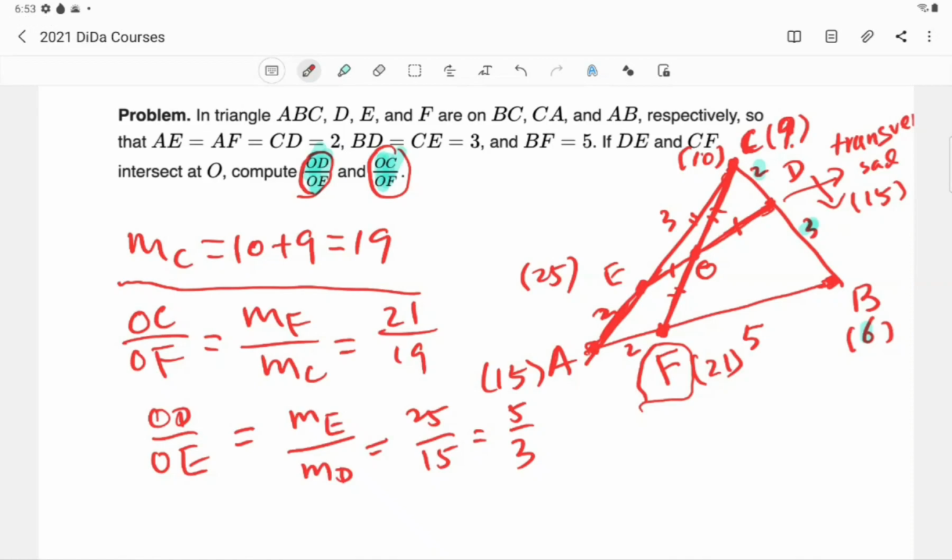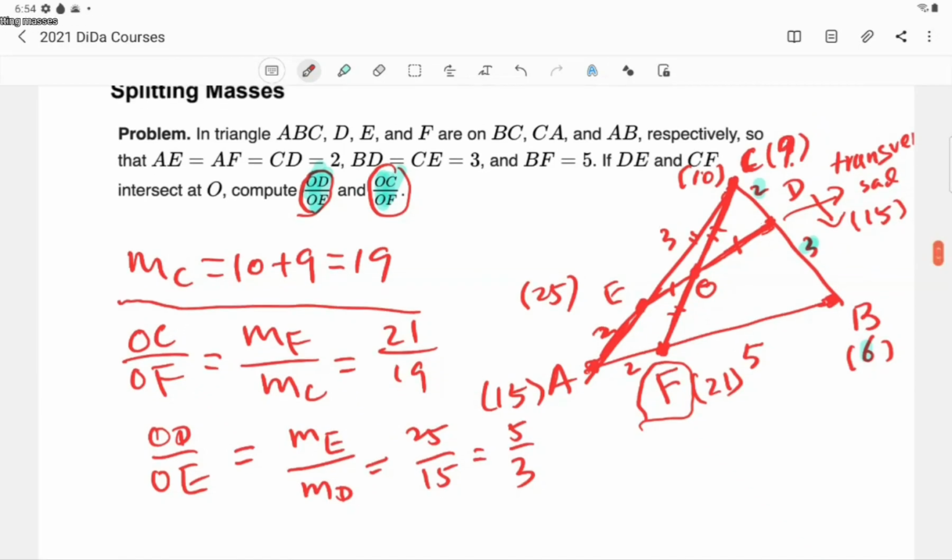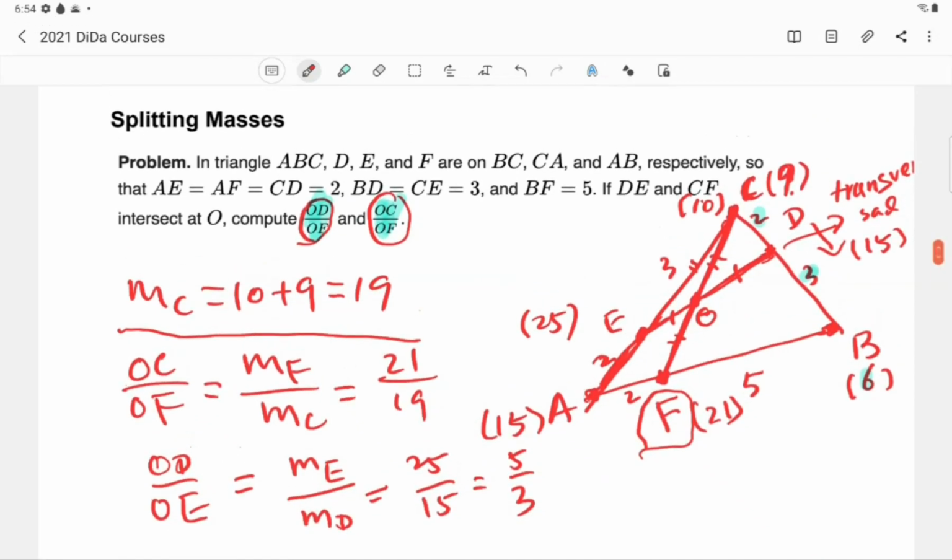Now, I hope you guys already noticed how easy and mechanical this process is, and it's very, very robust. Without this method, I'm sure you definitely need some kind of parallel lines, but in this case, no, it's not parallel. D is not parallel to AB. Or the ratios of areas. Right, yeah. So this is the very, very important case of splitting the mass.